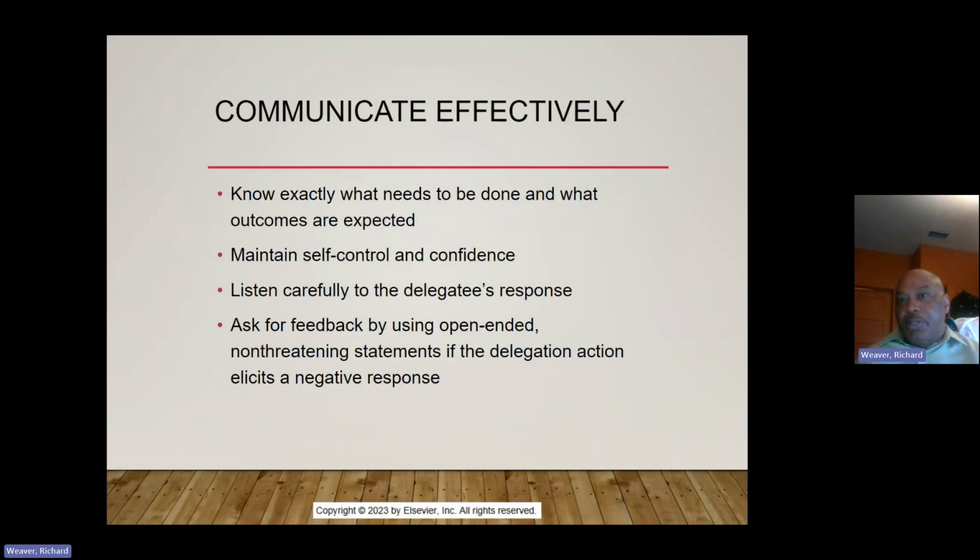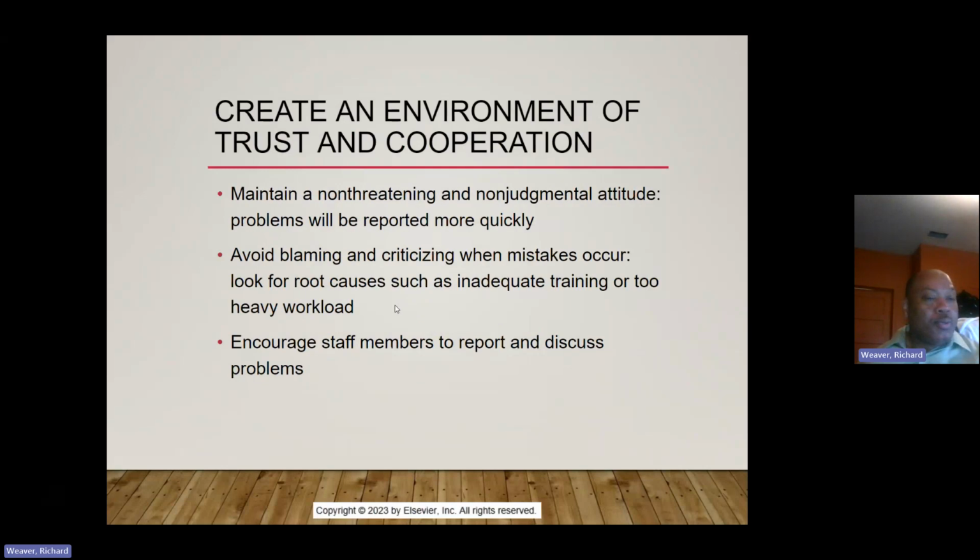The RN should always provide an opportunity for the delegatee to ask questions. That's very important to get that feedback, because you don't know how helpful that feedback might be to the patient's care. Create an environment of trust and cooperation. All right. So staff members will report problems more quickly, if they know that the reaction from the supervisor will be non-threatening and non-judgmental. And so this is something that we as supervisors, managers, team leaders, or what have you, our reactions have to be one of non-threatening and non-judgmental. Then people will be more willing to share things with you.